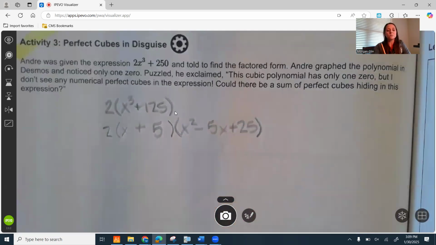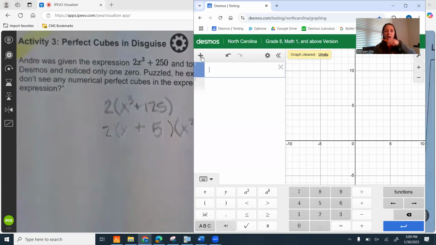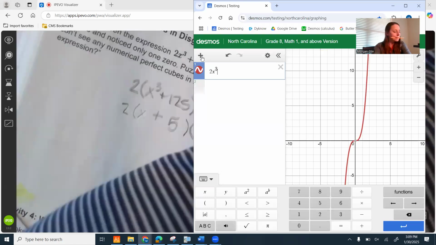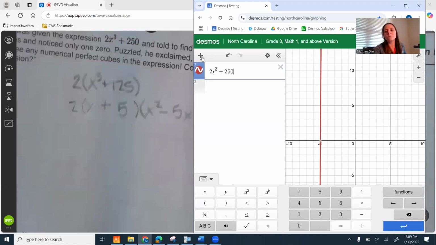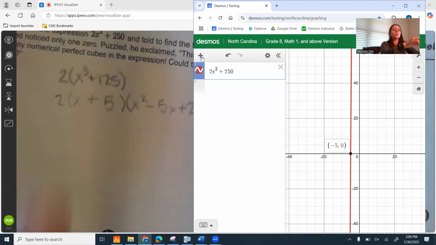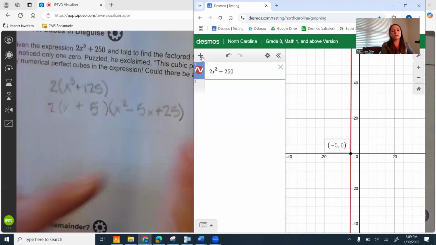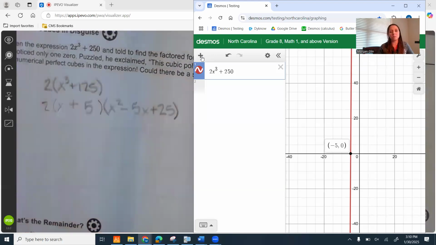Now, as far as when they were talking about Desmos right here, we can plug this in and you can see that, let's see, it was 2x cubed plus 250. There we go. Sorry about that. Okay, and when we zoom out, you can see that Andre only saw one root, so -5. So we know x plus 5 is a factor right here. You can divide, all right, but when you divide, you're going to get a different polynomial from this, but always look for GCF. A 2 would factor out of it, and then you would end up with the same factors. So that's also possible.